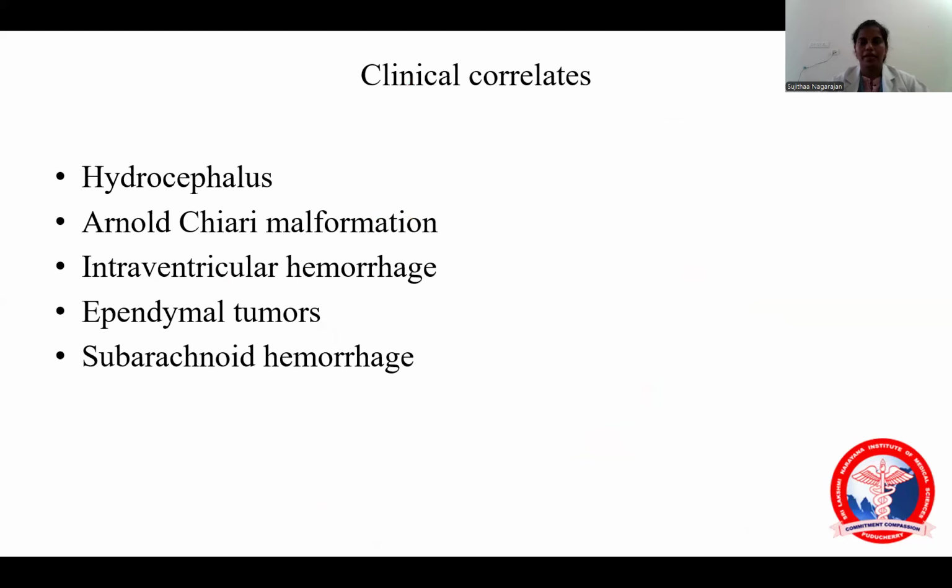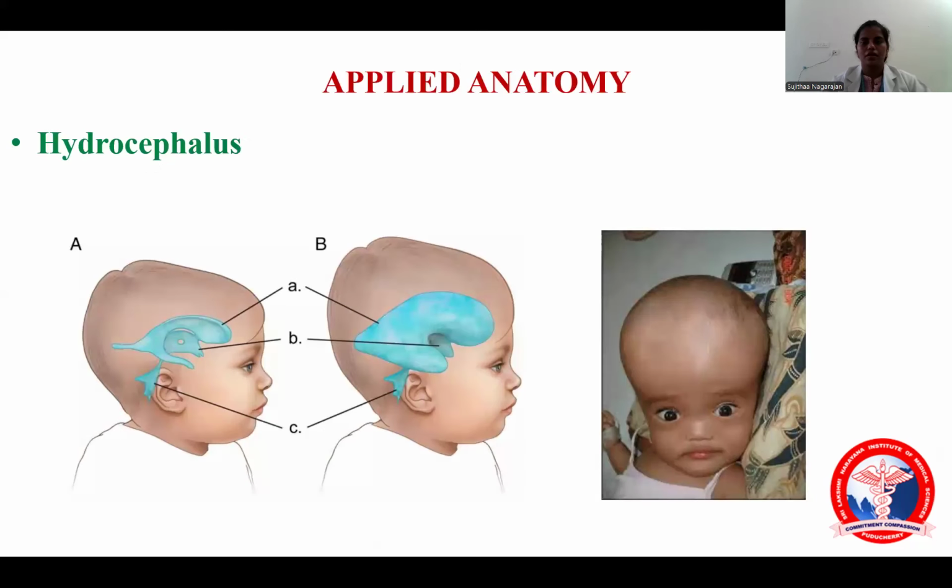Now let's see about the applied anatomy: hydrocephalus, Arnold-Chiari malformation, intraventricular hemorrhage, ependymal tumors, and subarachnoid hemorrhage. Any obstruction in the pathway of the CSF, as we saw in the CSF circulation, anywhere there is obstruction, leads to hydrocephalus. So we can see these are the normal ventricles. Here the ventricles are enlarged, which in turn leads to hydrocephalus.